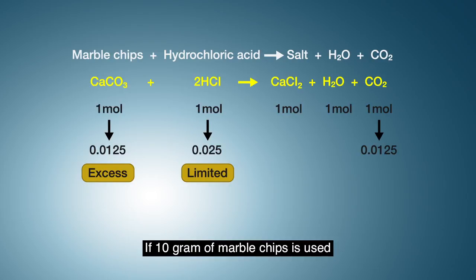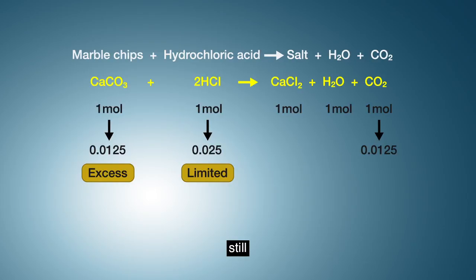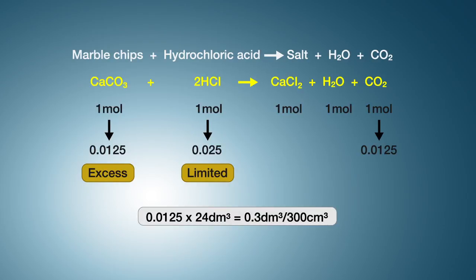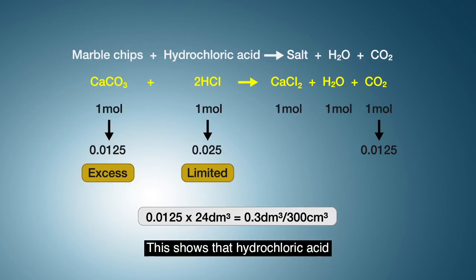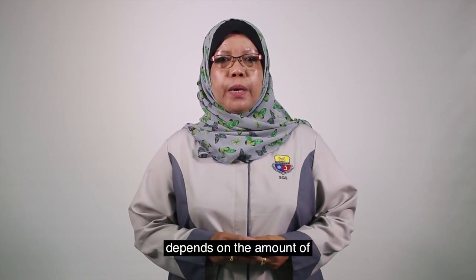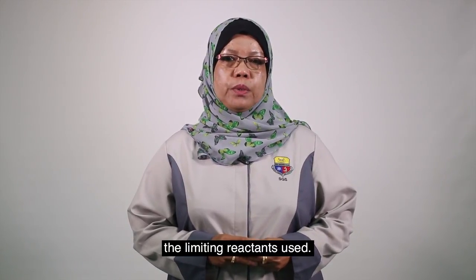If 10 grams of marble chips is used in the second experiment, still 0.025 mole of hydrochloric acid used to produce 0.0125 mole of carbon dioxide produced. Therefore, volume of carbon dioxide is 0.0125 multiplied by 24 dm cube, which is 0.3 dm cube or 300 cm cube. This shows that hydrochloric acid is the limiting reactant and marble chips is the excess reactant. Now you know the amount of product produced depends on the amount of the limiting reactants used.